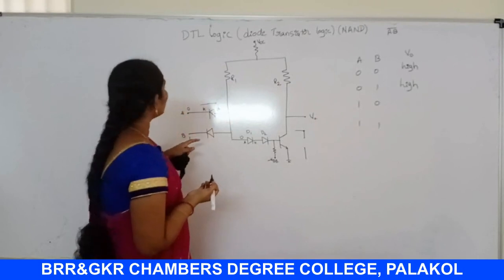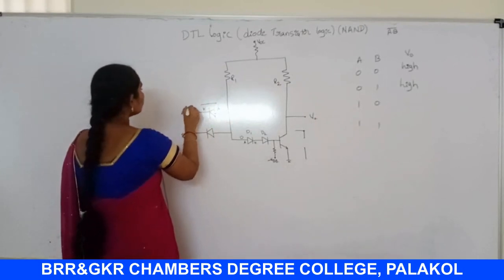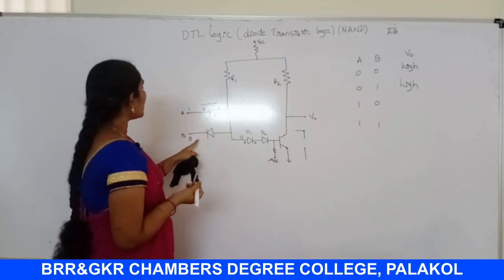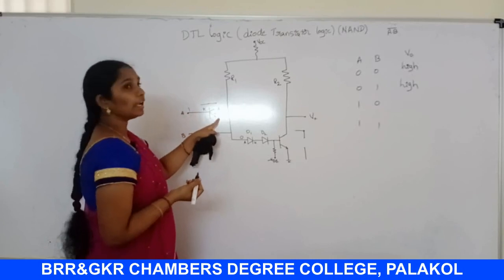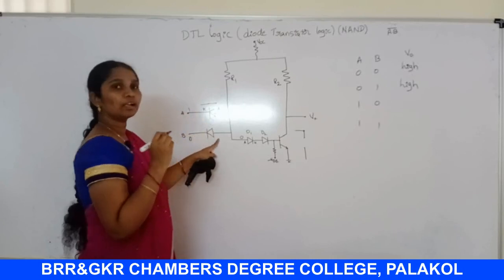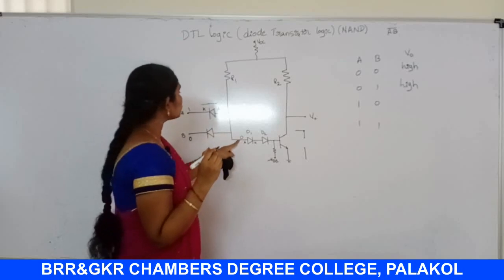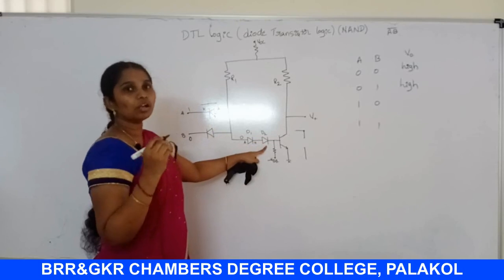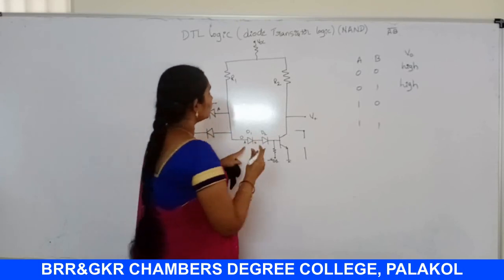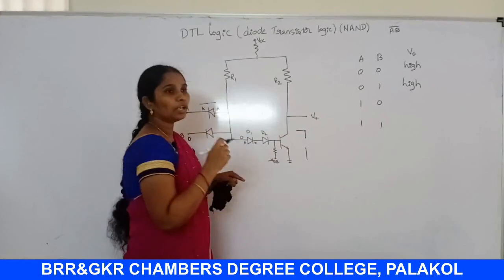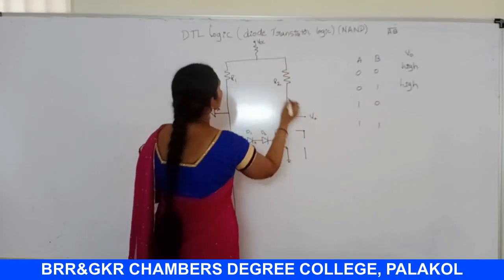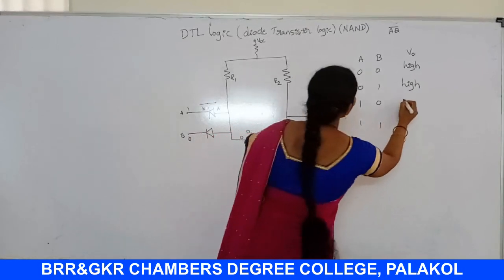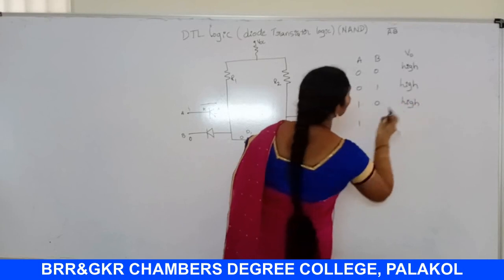The next condition is when you apply 1 0. Here one diode is open circuited and the other is short circuited. Also this voltage is not enough to drive these two diodes, so these are all open circuited. Therefore the transistor is also open circuited. That means whatever the supply voltage is, it comes to V0. So in this case also the output is high.